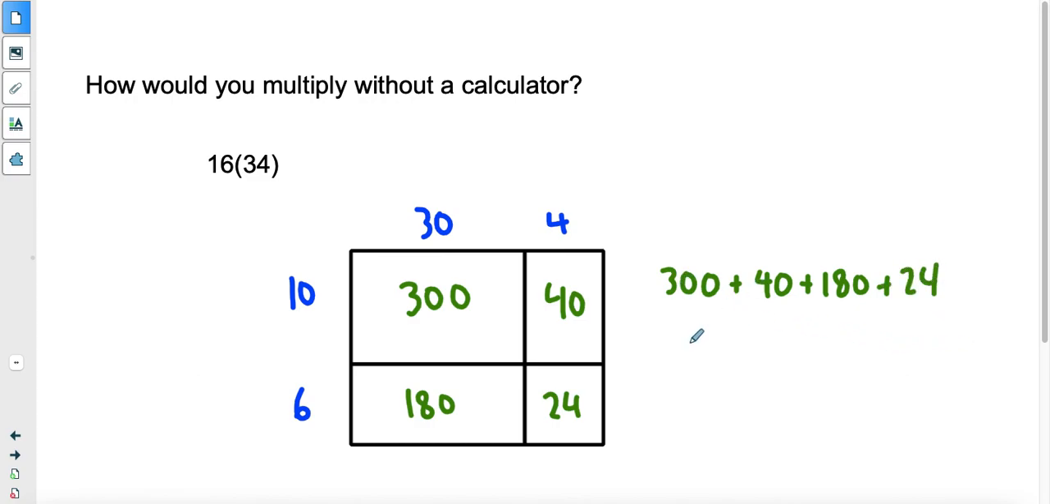300 plus 40 is 340. 340 plus 180 is 520. And 520 plus 24 is 544. So there's my answer.